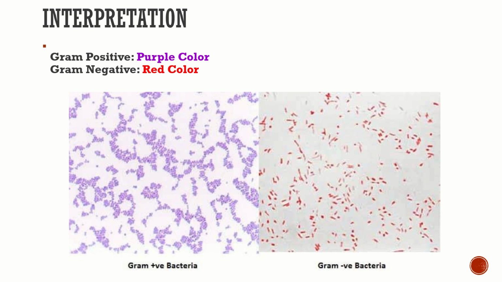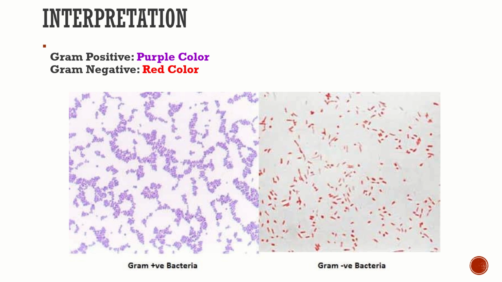So next, coming to the interpretation. After the gram staining method, we see that some bacteria are purple or bluish in color. In the first figure you can see the gram positive bacteria, and in the second figure you can see that the bacteria are reddish in color. These are the gram negative bacteria. Okay, so why does it happen?